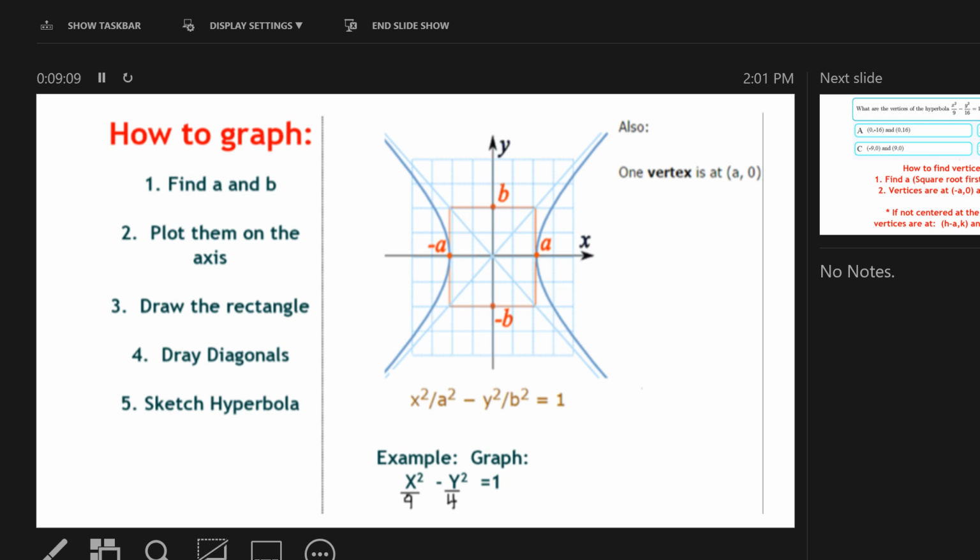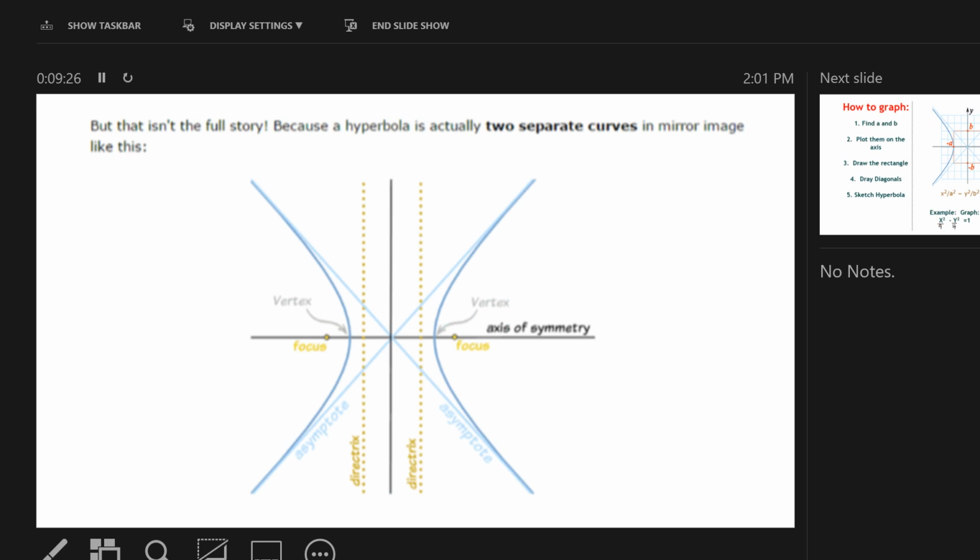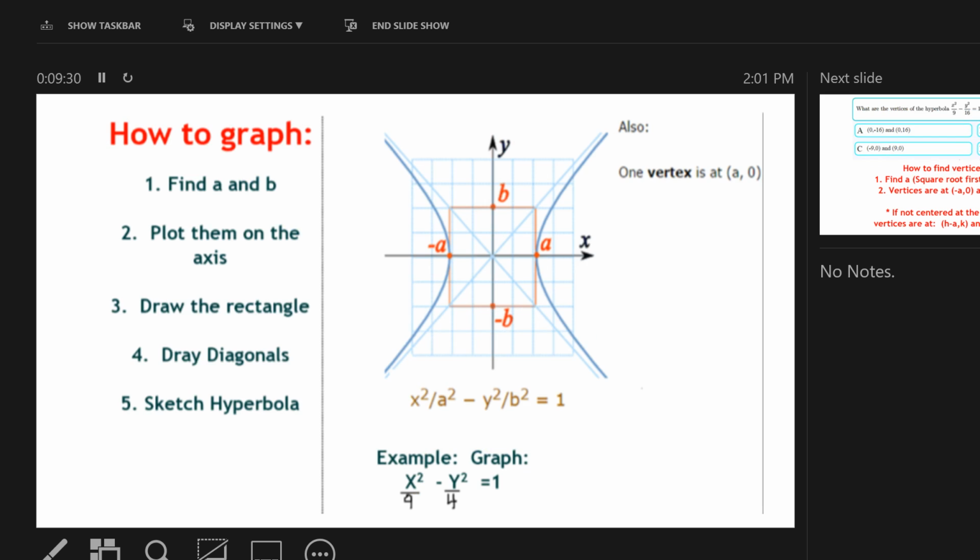All right, so when you find a and b, you see that a is under the positive term and b is under the negative term. Plot those, draw your rectangle, draw your diagonals, and then sketch your hyperbola after that.